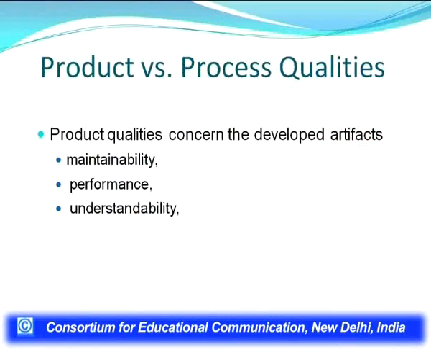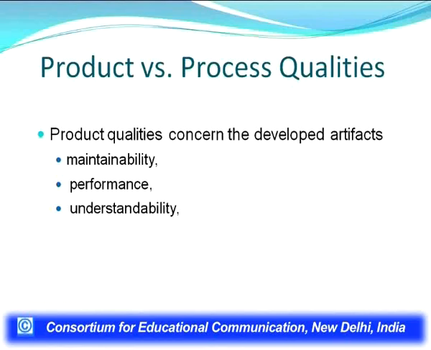Product versus process qualities. Now product qualities concern the developed artifacts. As I mentioned, maintainability is the biggest thing in any kind of product. Performance is going to be another factor. Now what is happening when you are developing a software, how much maintenance is required and how maintainable this kind of software could be, that is also a very important factor.